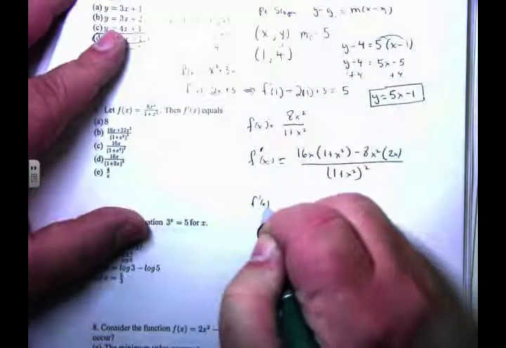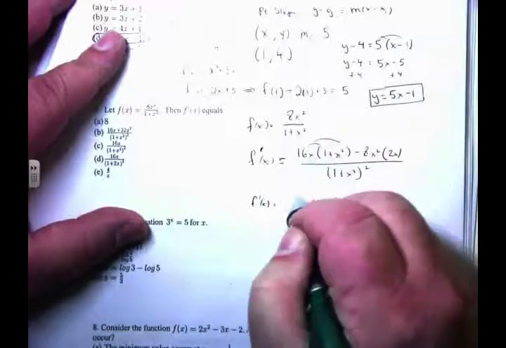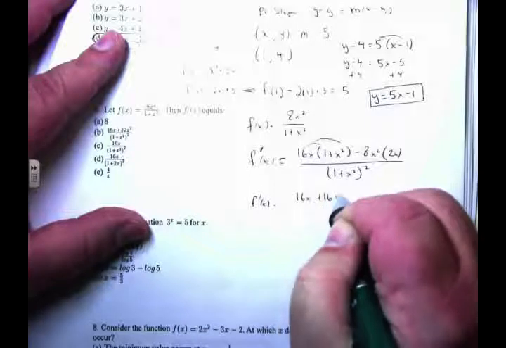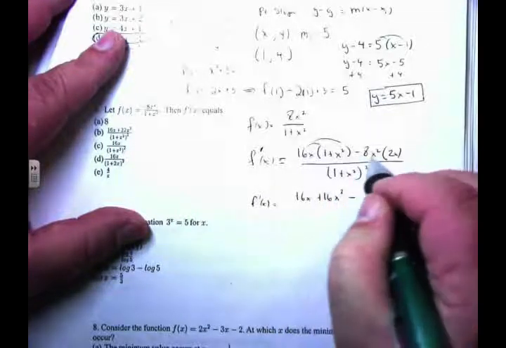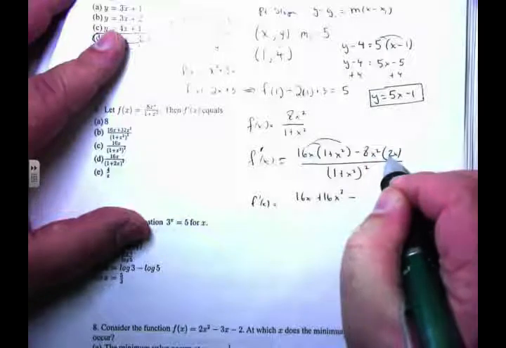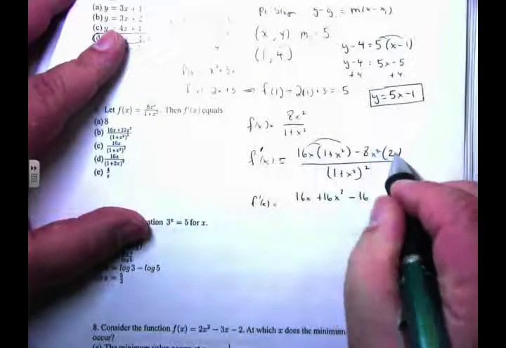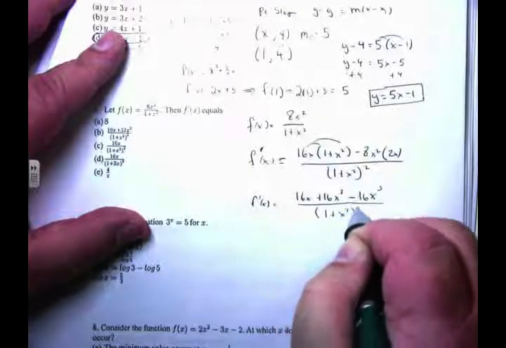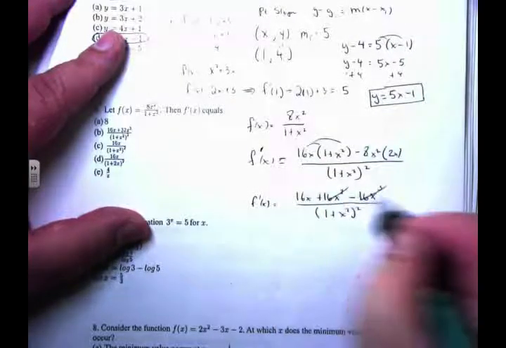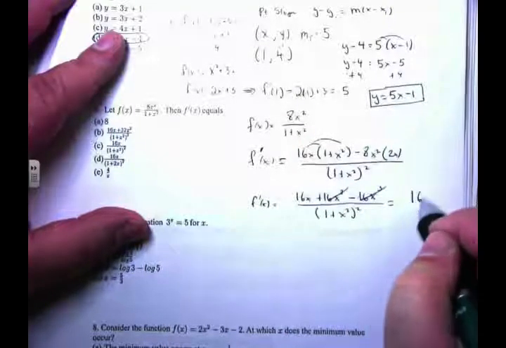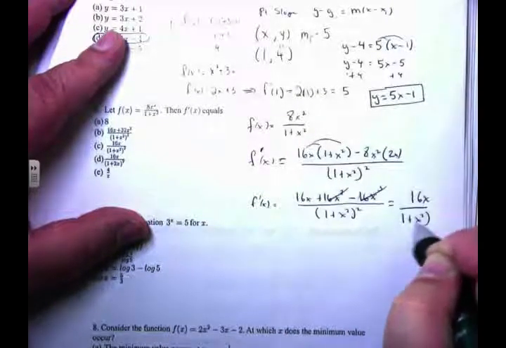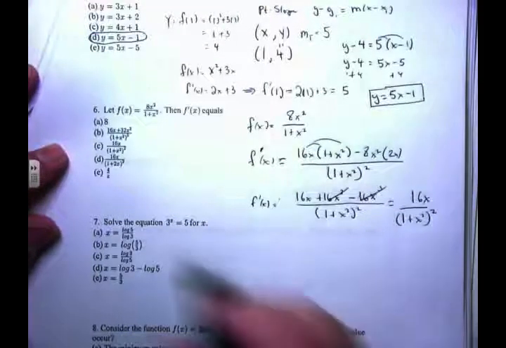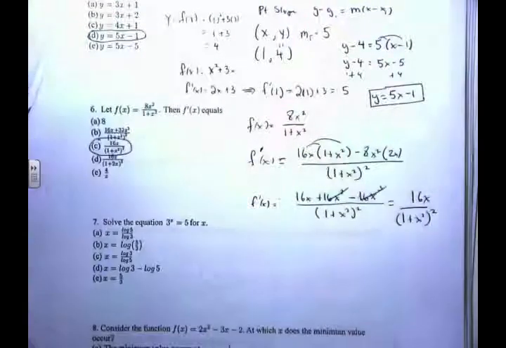So f prime of x would be equal to, I would distribute here, 16x times 1 is 16x. X squared times 16x is plus 16x cubed minus 8x squared times 2x. Well, 8 times 2 is 16. X squared times x is x cubed. All over 1 plus x squared squared. Cancel this guy, cancel this guy. Looks like I get an answer of 16x divided by 1 plus x squared squared. Okay, which is answer C.